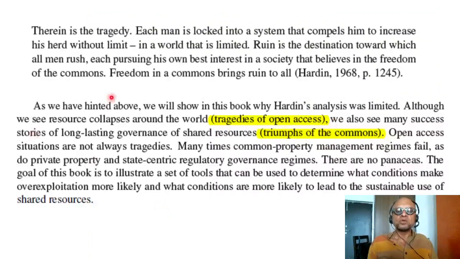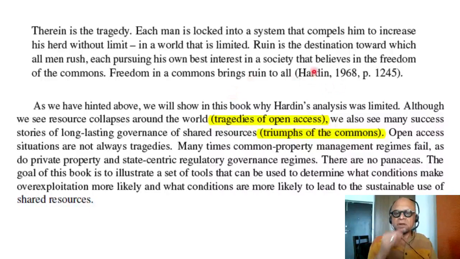So, to quote Garrett Hardin's paper from 1968, therein is the tragedy. Each man is locked into a system that compels him to increase his herd without limit in a world that is limited. Ruin is the destination towards which all men rush, each pursuing his own best interest in a society that believes in the freedom of the commons. Freedom in a commons brings ruin to all.